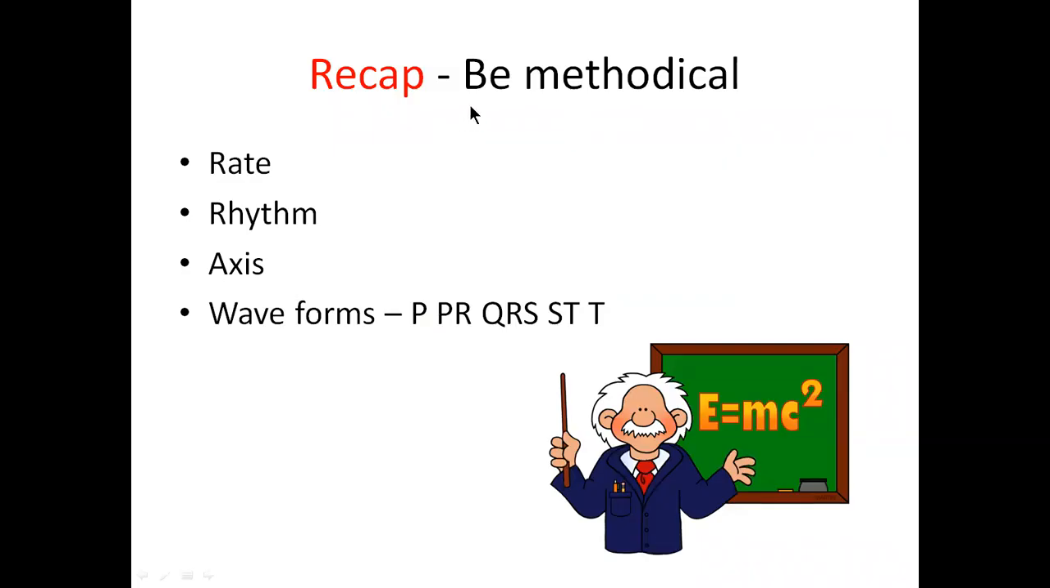So one of the most important things I have been highlighting is that you have to be methodical. The first thing you are going to check is the rate. Next, the rhythm. Third, the axis. And then you are going to study each of the waveforms, starting with the P wave, PR interval, QRS complex, ST, and T. And today we will be focusing on different arrhythmias.